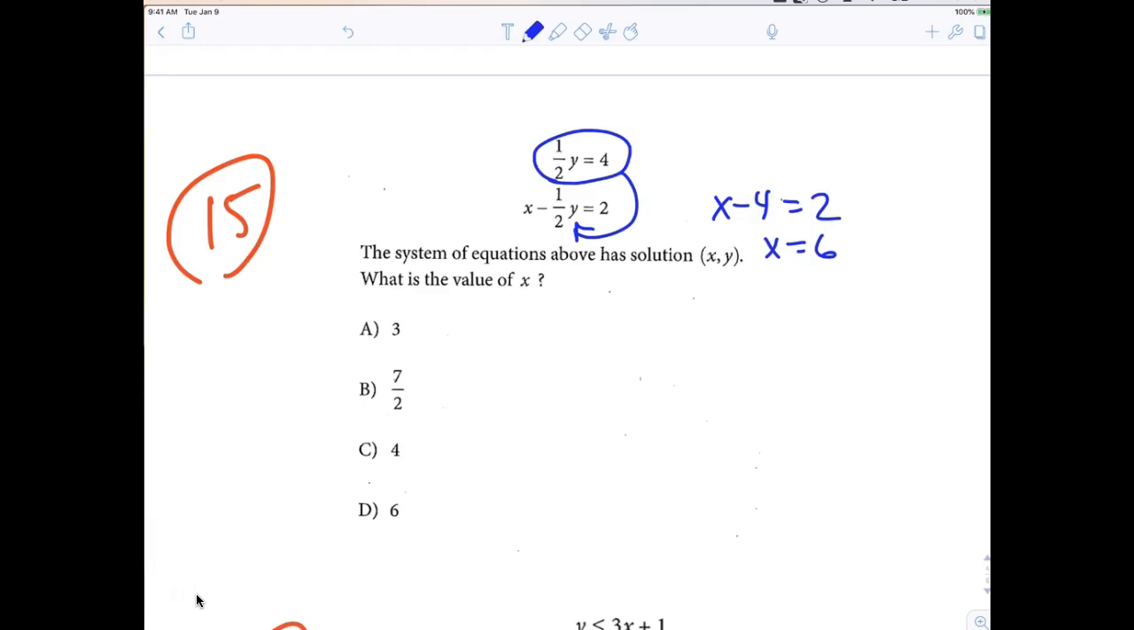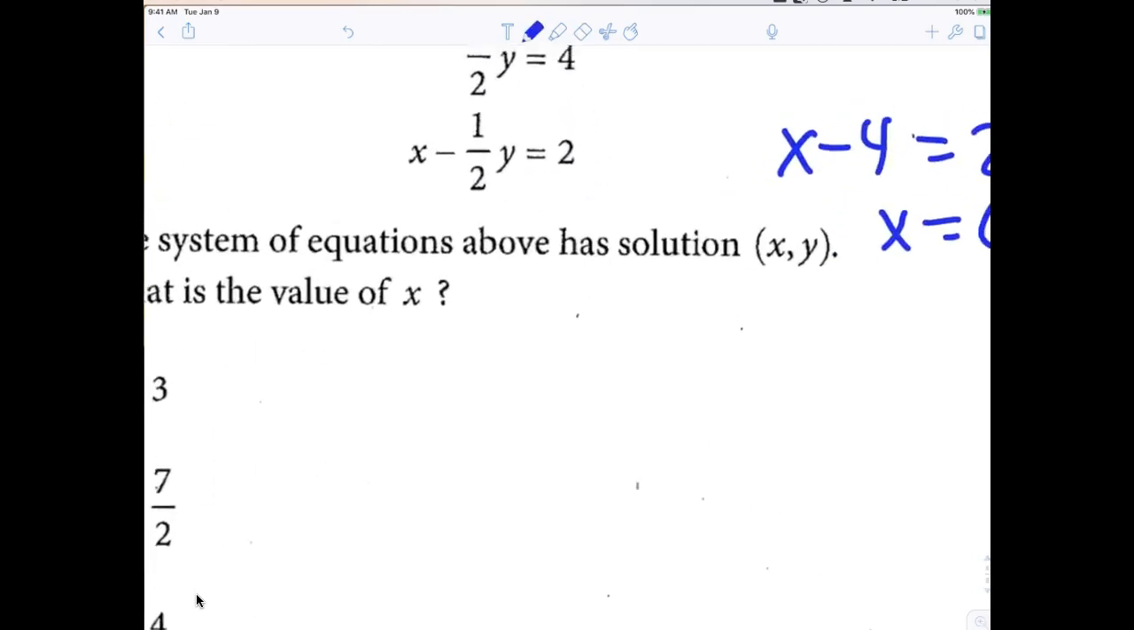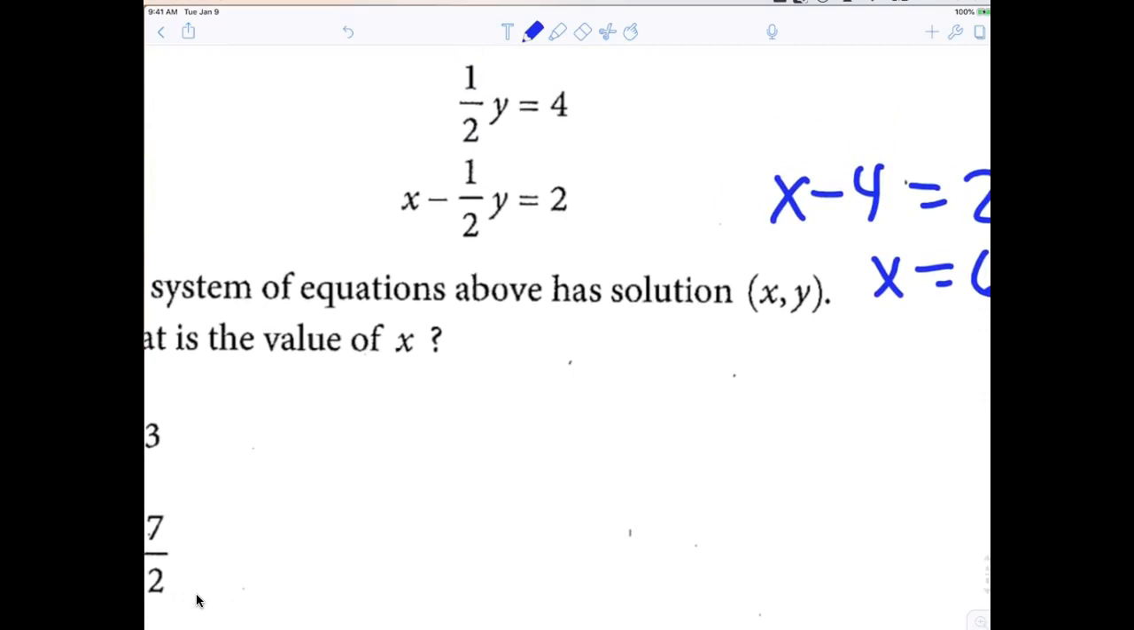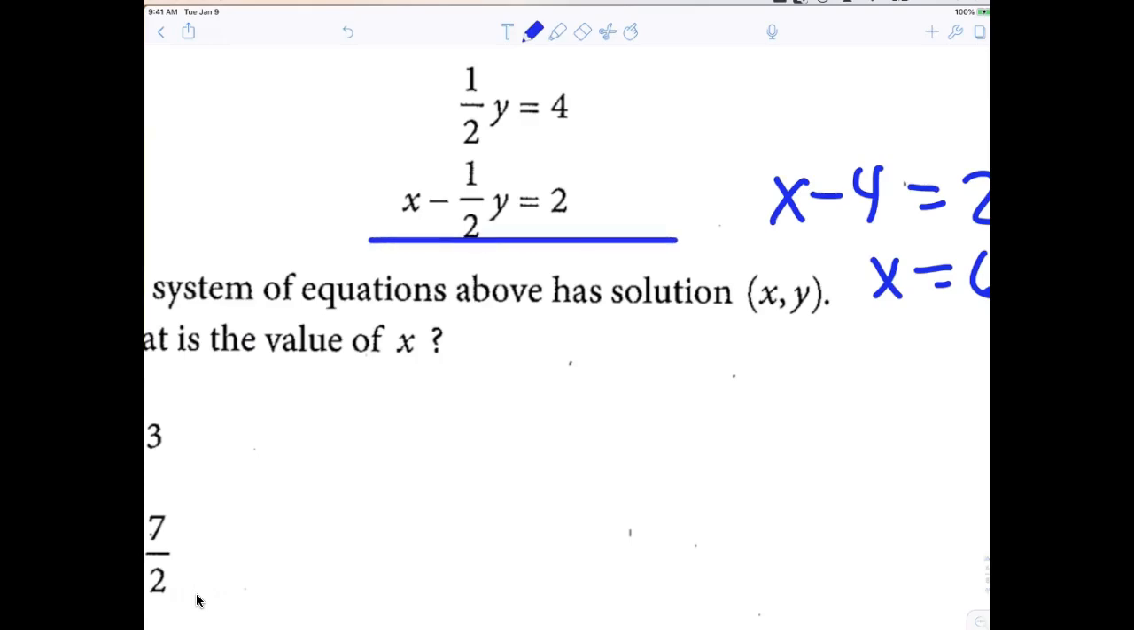Does everybody see that 1/2 y is equal to 4? So I replaced 1/2 y with 4. But now listen to what somebody else said. Watch me though. I know there are multiple ways. I'm trying to show you how I want you to think about something. Everybody look up. I want you to take a look at this.